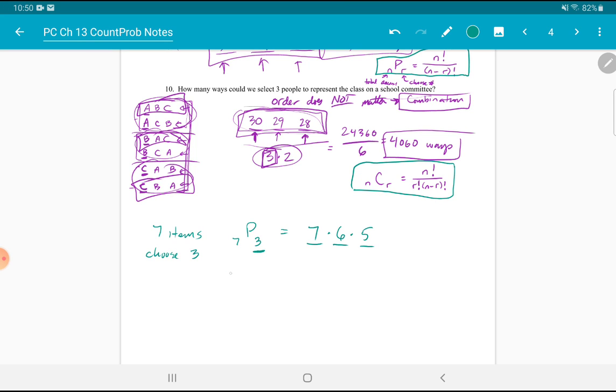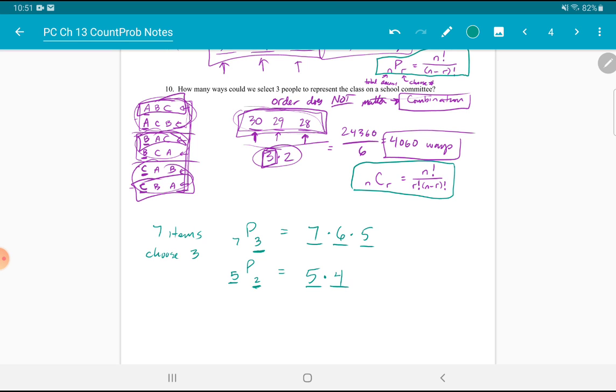Let's do another example. If we had, let's say, 5p2, then what this is saying is, okay, I have 5 total items. I need to choose 2, which means, okay, I need 2 items here. And I have 5 to choose from initially. And then I have exhausted one of them, so now I have 4 to choose from in the next one. That's 5 times 4, like that.